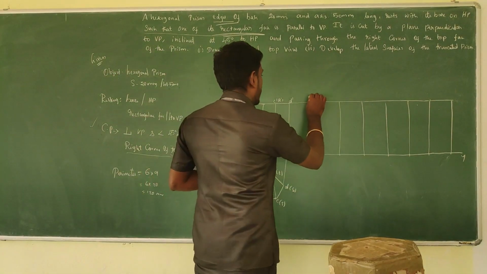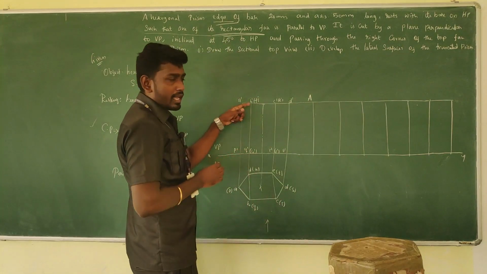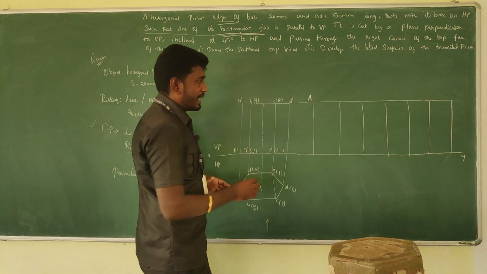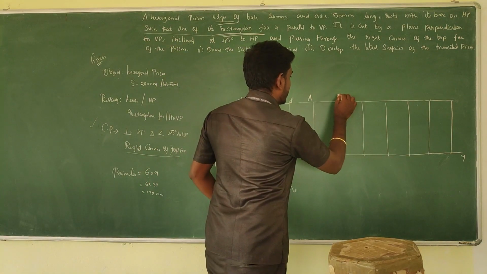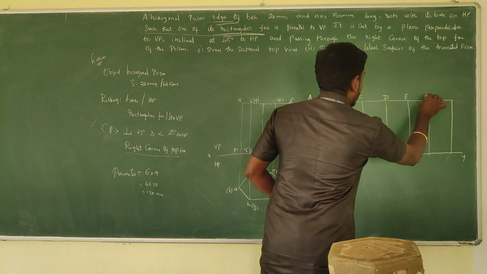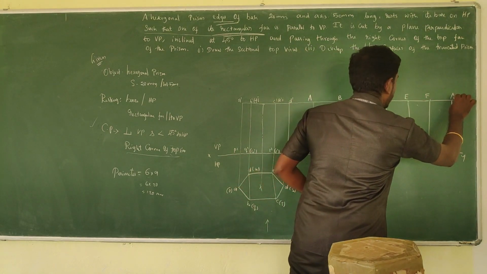Since it starts at A, I can note it as A. It is stretched out on a plane, so it will be in series: A, B, C, D, E, F, and again it ends with A.